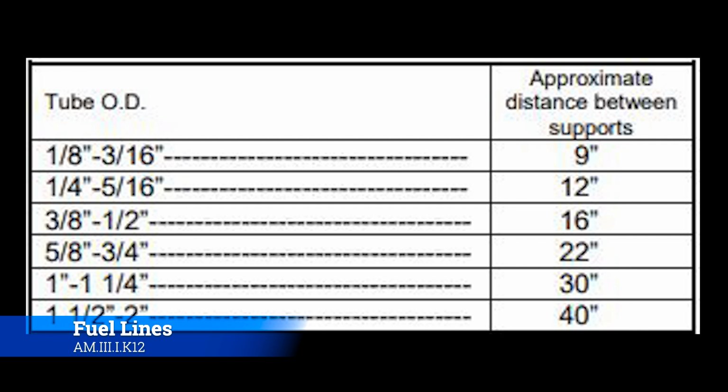So here's a table out of the AC 43 where it basically says a 1/8 inch line to 3/16 should have supports every 9 inches of some variety if it's not clamped itself. 1/4 inch to 5/16 every 12 inches, so on and so forth. What this will effectively do is create the effect of that line being an integrated part of the structure, so that it is super strong. So make sure you put your support clamps.